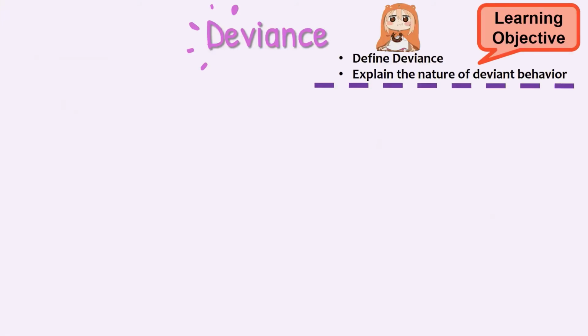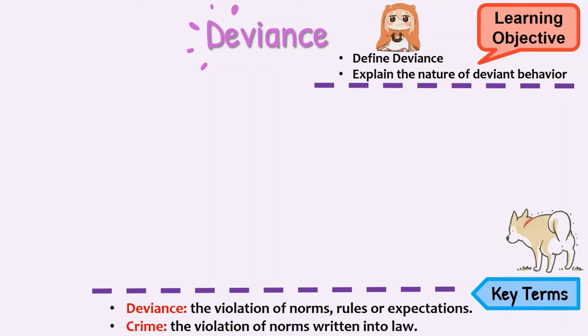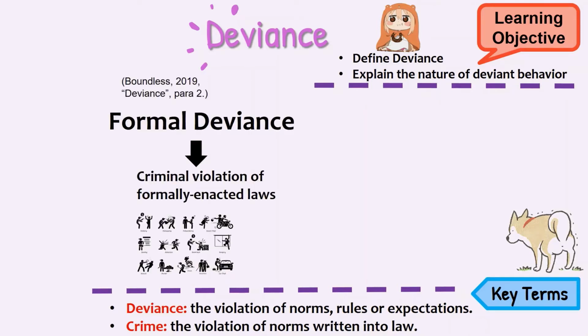So what exactly is deviance, and what is the relationship between deviance and crime? If you look at the key term, deviance is defined as the violation of norms, rules, or expectations. Actually, deviance is often divided into two types. The first is the violation of formally enacted law and is referred to as formal deviance. For example, robbery, rape, murder, and assault.